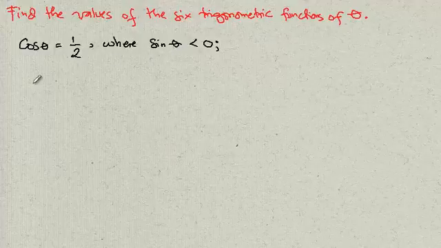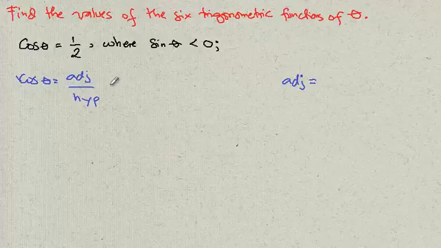So, cosine theta is just adjacent over hypotenuse, right? So, since cosine theta is 1/2, we could let the adjacent be 1, and the hypotenuse could be 2, since the hypotenuse is always positive. So you're sure that the adjacent is 1. In this case, this is your x, this is your hypotenuse.